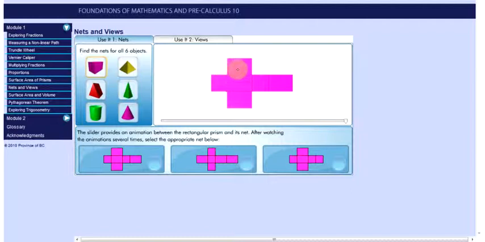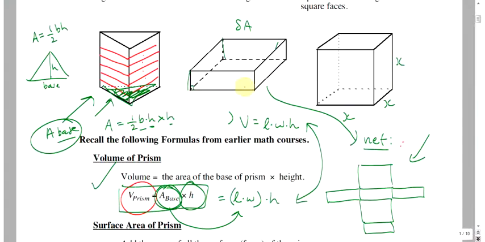How many flat surfaces are there? 1, 2, 3, 4, 5, 6 sides, right? There's 6 sides in a box. I have a top, I have a bottom. What do we know about the top and the bottom of a rectangular prism? They're the same size. I have a left, I have a right side. That's 4. What do I know about the left and the right sides? They're the same. Lastly, I have a front and a back.